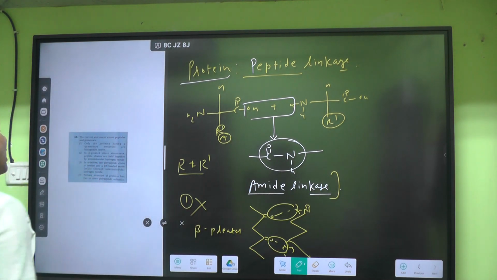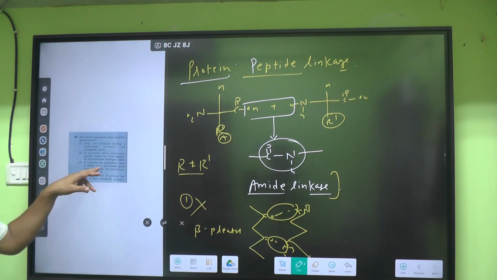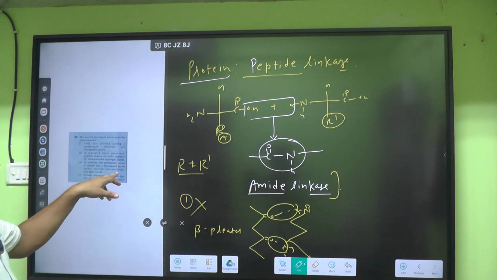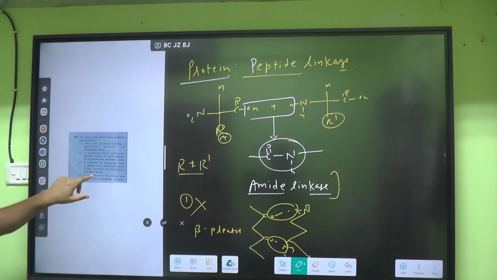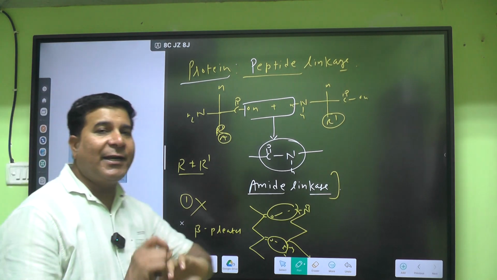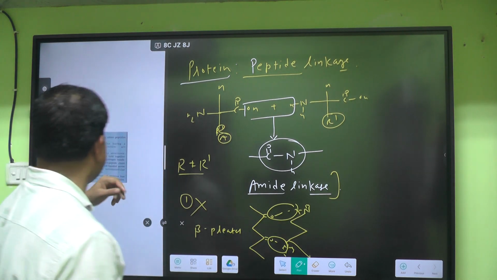The statement: alpha helical polypeptide chain twists into a left-handed screw through intramolecular hydrogen bonding. This is not right; alpha helix structure is right-handed, not left-handed. That's why option C is also wrong.